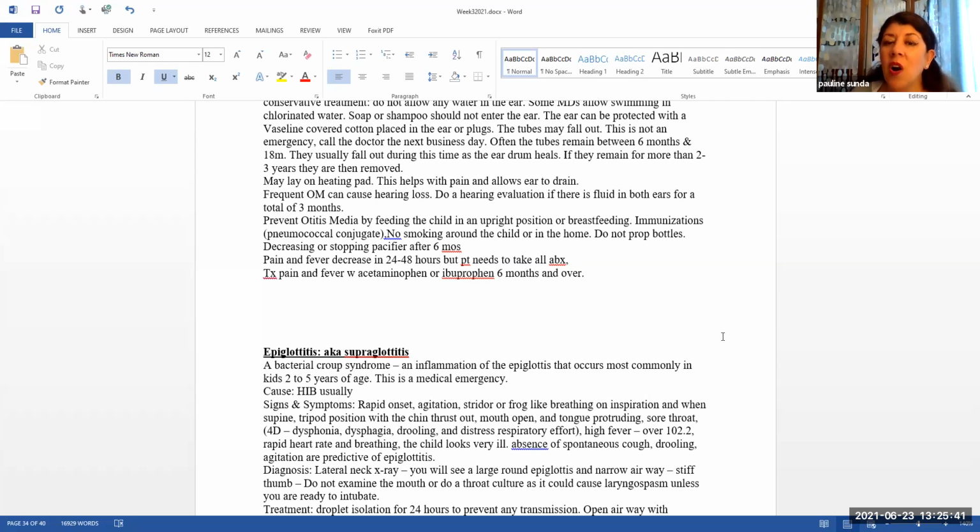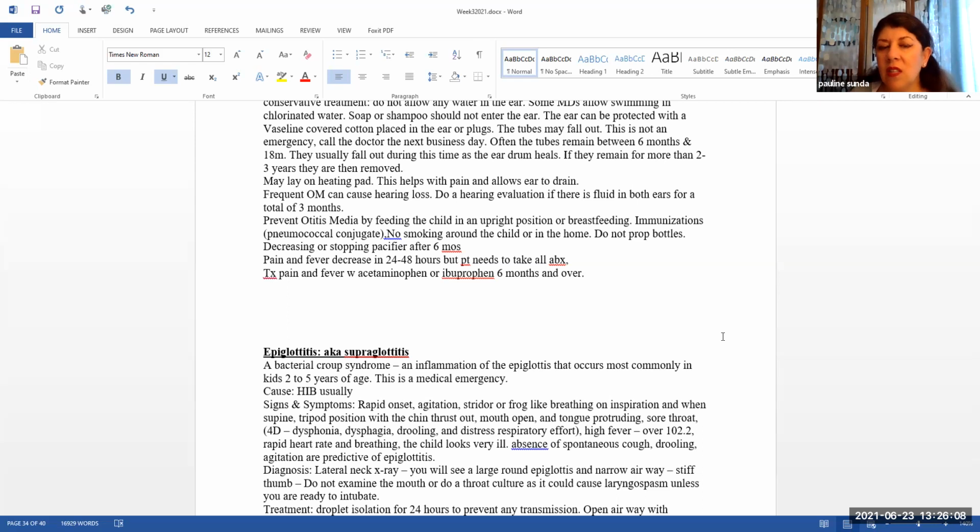Immunizations are also there that can help to prevent otitis media. No smoking around the child or in the home. Do not prop bottles. Although we want infants to use pacifiers when they go to sleep under 6 months of age. After this, you may want to consider decreasing or stopping the pacifier.